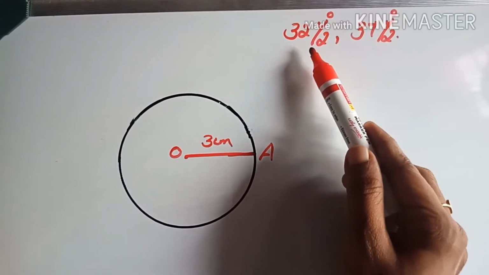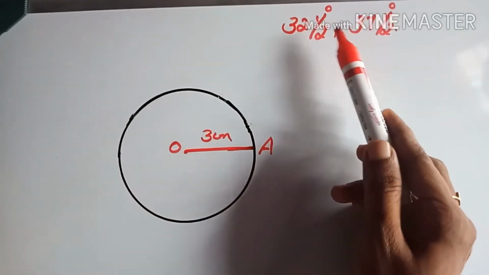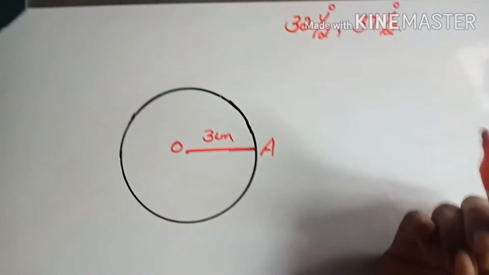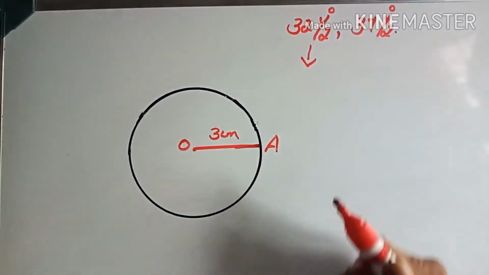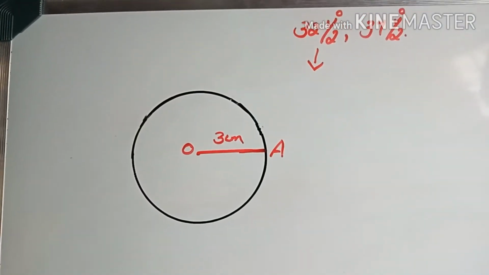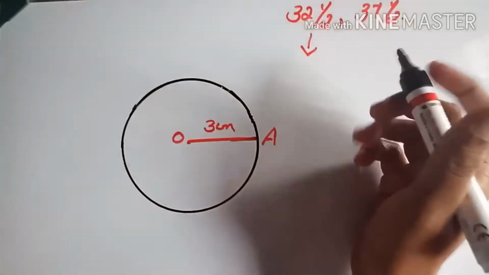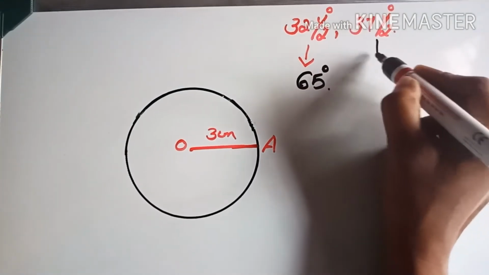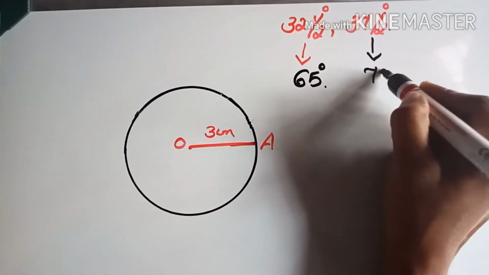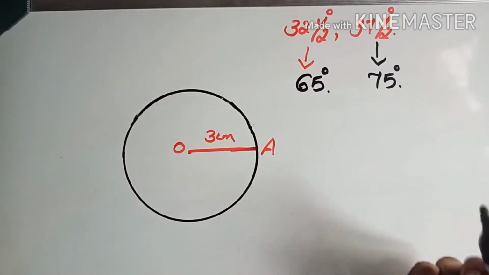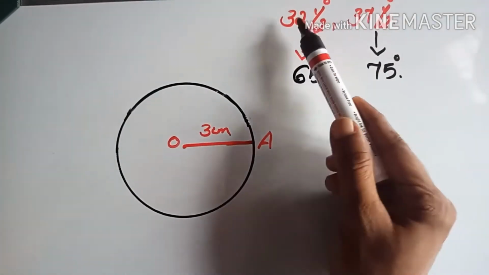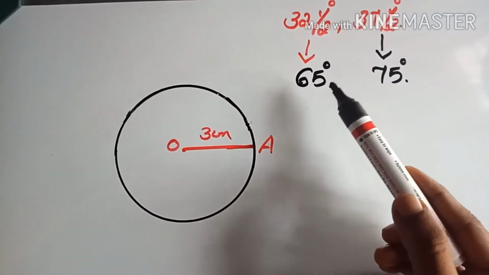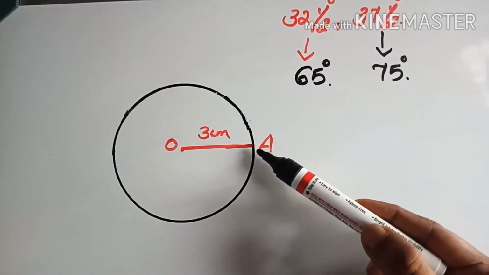Okay, so 32.5 degree on the circle means what will be the central angle from the same points? Central angle means what? It's double. Okay, so 32.5 degree means central angle will be what? 32.5 into 2, that is 65 degree. Okay, and 37.5 degree means its double will be 75 degree. Okay, so in order to draw these two angles, we need the central angle first. Okay, the central angle is better to draw here. So first draw 65 degree from the point A.